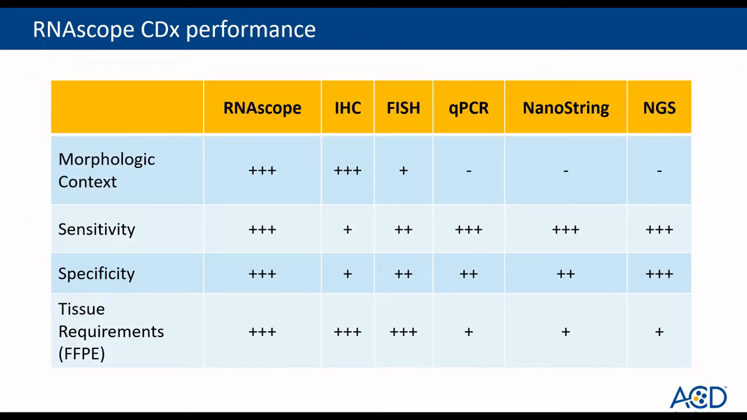This is a chart comparing RNAscope with other available assays. And as shown here, RNAscope is the only platform that provides most sensitive and specific data in morphological context. And it is flexible in terms of tissue requirements, as mentioned earlier. It can be performed on almost any types of sample, be it FFPE, fresh frozen, fixed frozen tissues, or cell lines.